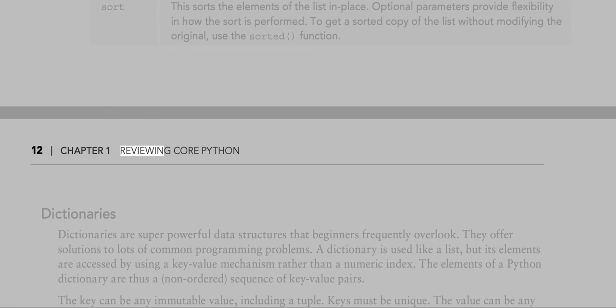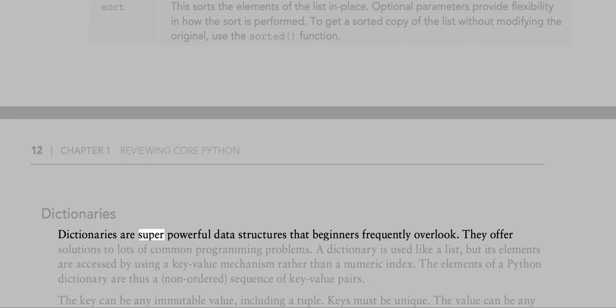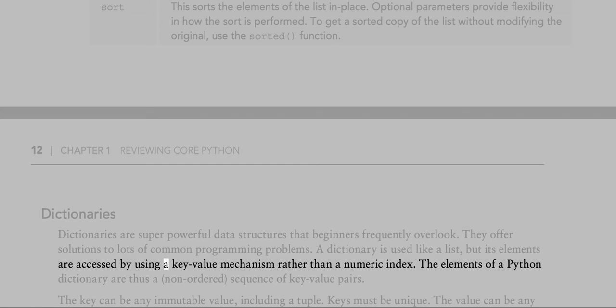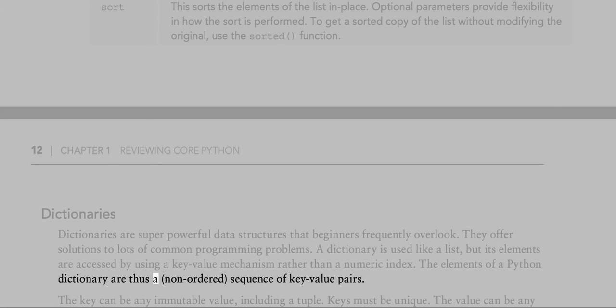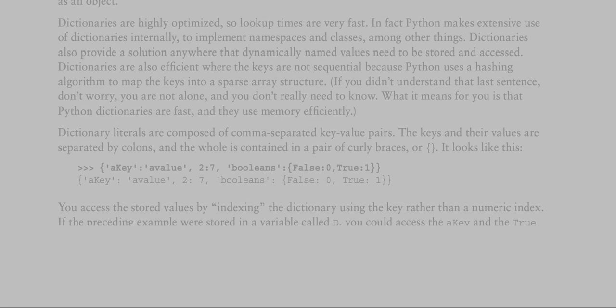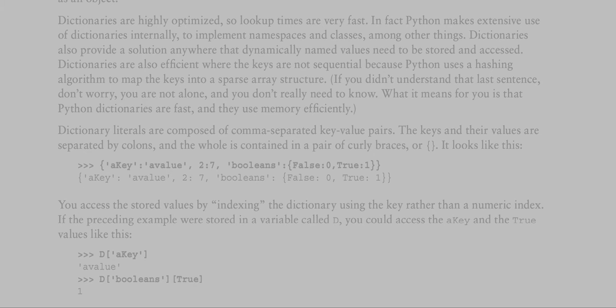12 Chapter 1 Reviewing Core Python. Dictionaries. Dictionaries are super powerful data structures that beginners frequently overlook. They offer solutions to lots of common programming problems. A dictionary is used like a list, but its elements are accessed by using a key-value mechanism rather than a numeric index. The elements of a Python dictionary are thus a non-ordered sequence of key-value pairs. The key can be any immutable value, including a tuple. Keys must be unique. The value can be any kind of Python object, including another dictionary, a list, or anything else that Python recognizes as an object.